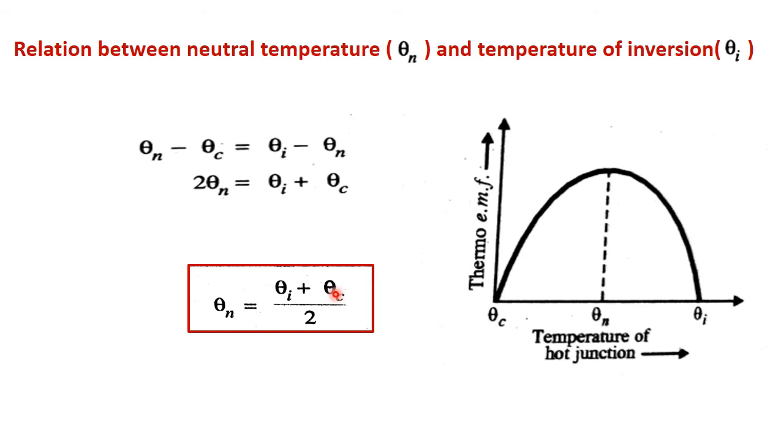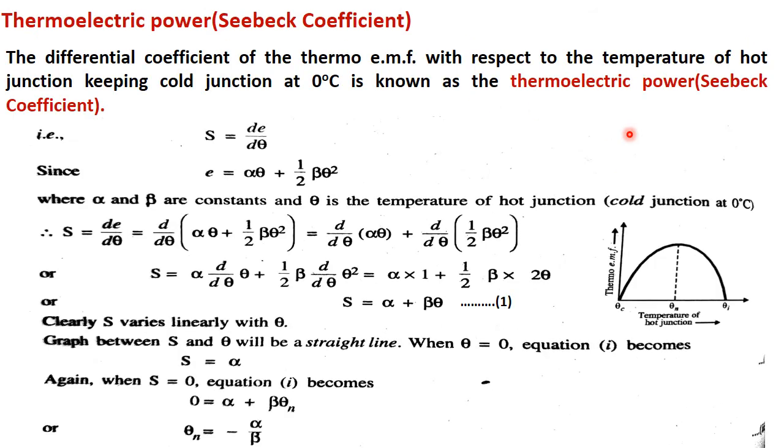If you are given the temperature of inversion, you can always calculate the neutral temperature, because you know that the value of theta c is always 0. Or you can also calculate the temperature of inversion if the neutral temperature is given, and vice versa. So this was all about the relationship between neutral temperature and the temperature of inversion. Further, it is thermoelectric power, or Seebeck coefficient.